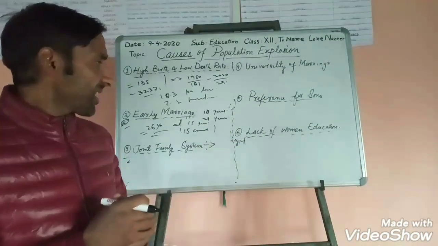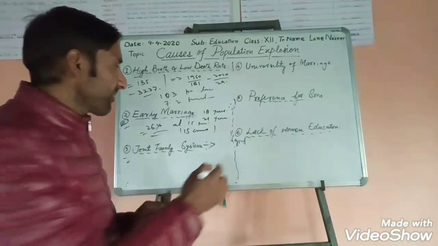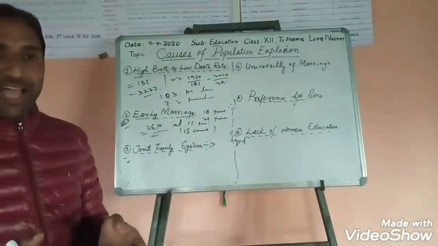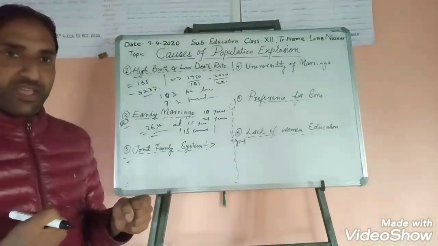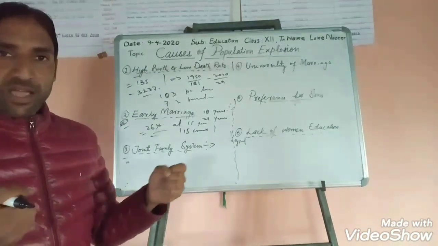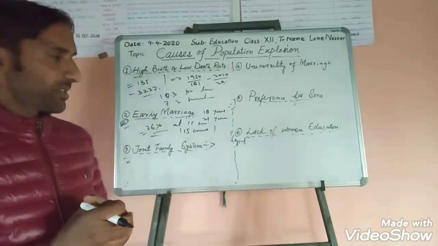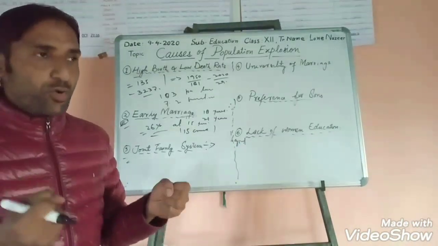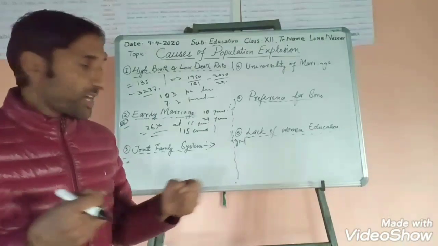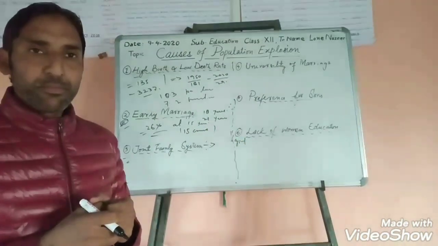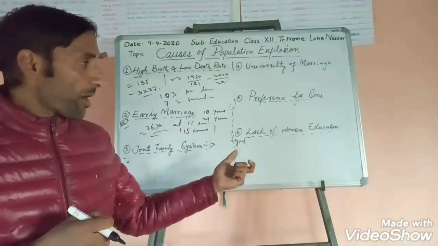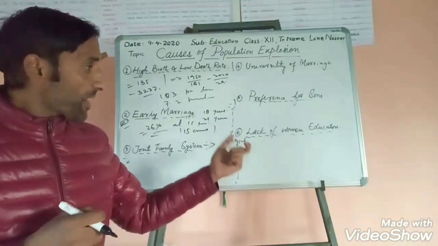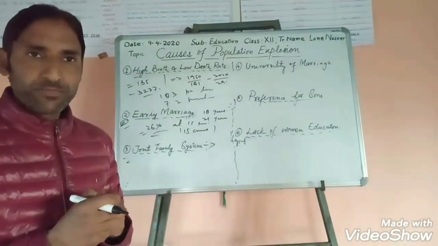The sixth one is lack of women education. Woman has a very great role in controlling population, but due to lack of education, we cannot communicate to them the ideas of population control and the ill effects of overpopulation.